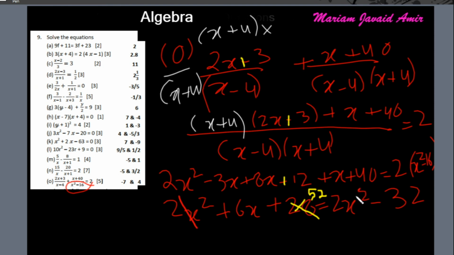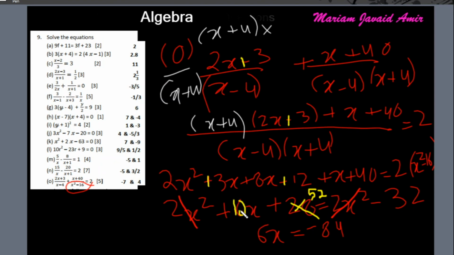2x square and 2x square get cancelled. We have 6x here equals minus 32 minus 52. Minus 32 minus 52 becomes minus 84. Wait, this was 40 plus 12, yes. And also this would become plus 3x. So this would become 8, 9, 10, 11, 12x. This is plus 3x and this is also 12x.